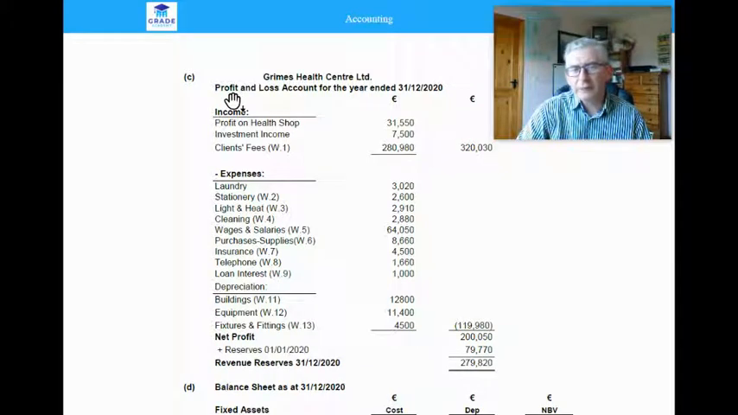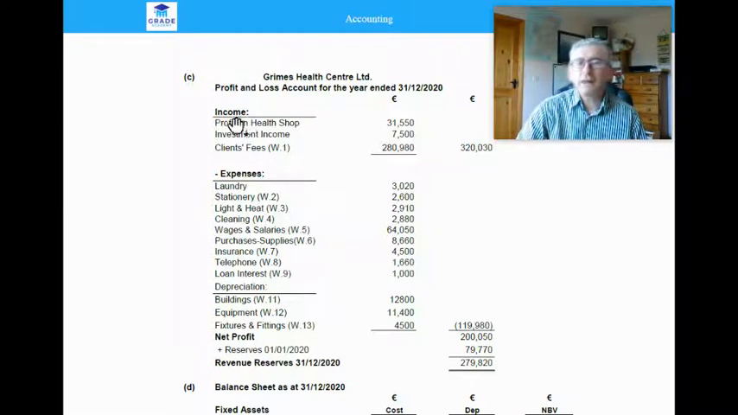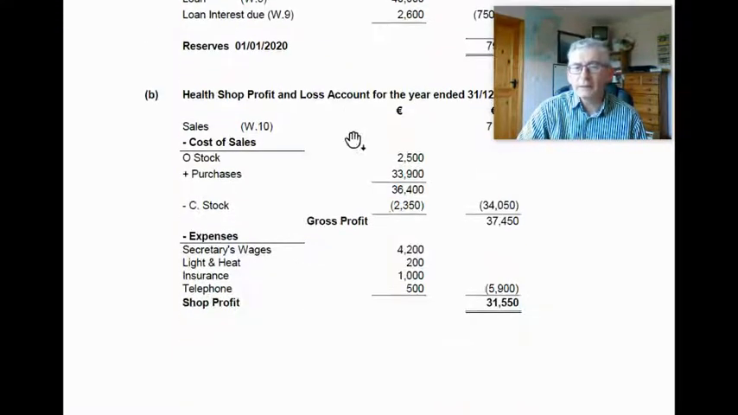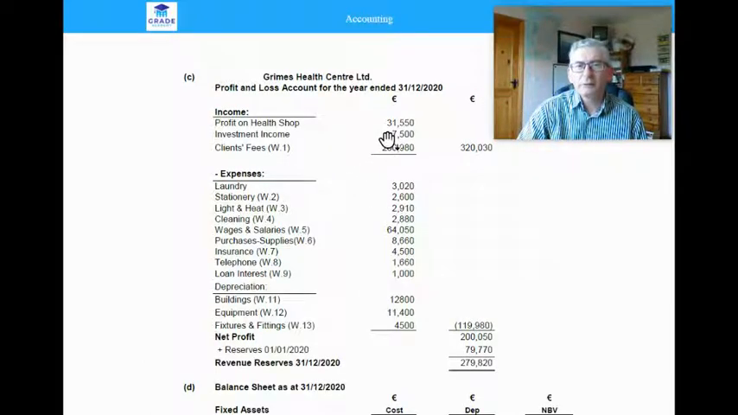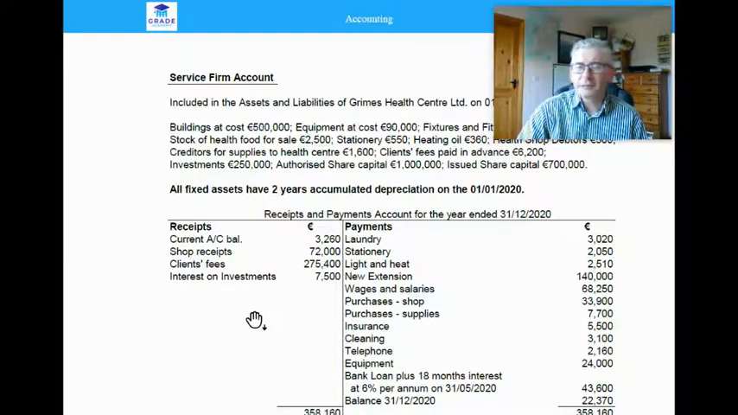So you can put in the profit and loss account, the income and expenditure, or the operating statement of Grimes Health Centre Limited for the year ended 31st of 12th, 2020, and that's perfectly okay. So you lay it out like an income and expenditure account, really. On the top side here, we have income. The first figure you would put in, of course, would be the profit that you made on the health shop, which was 31,550.